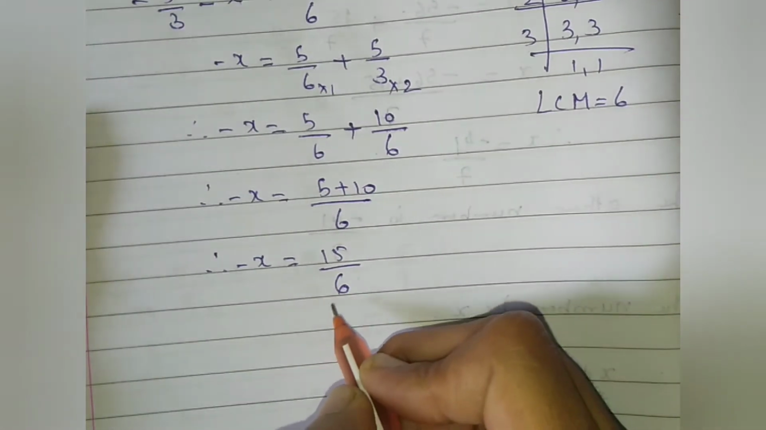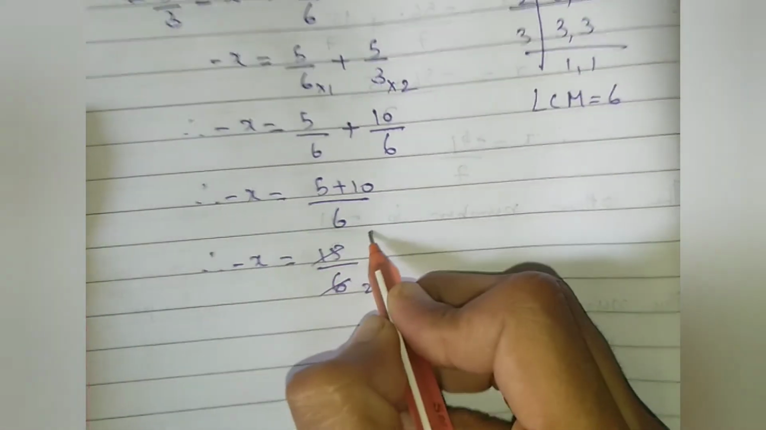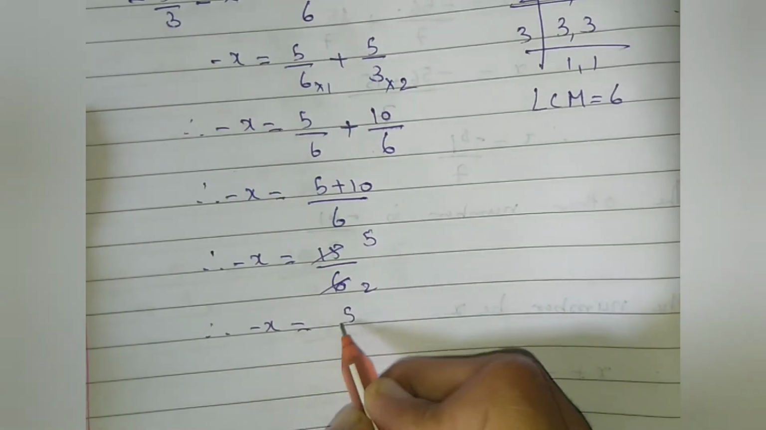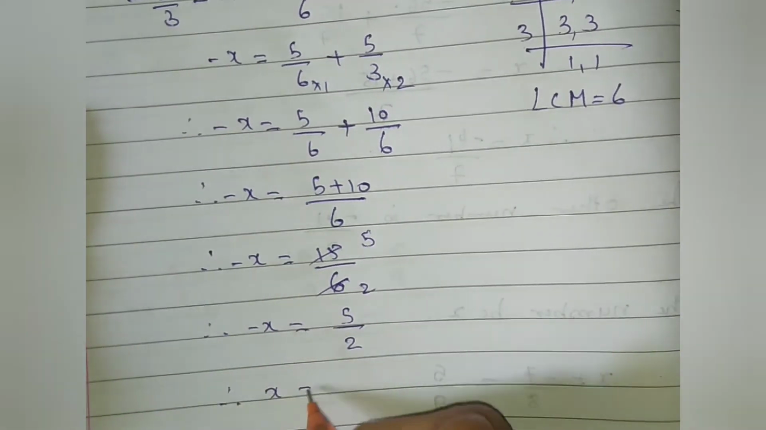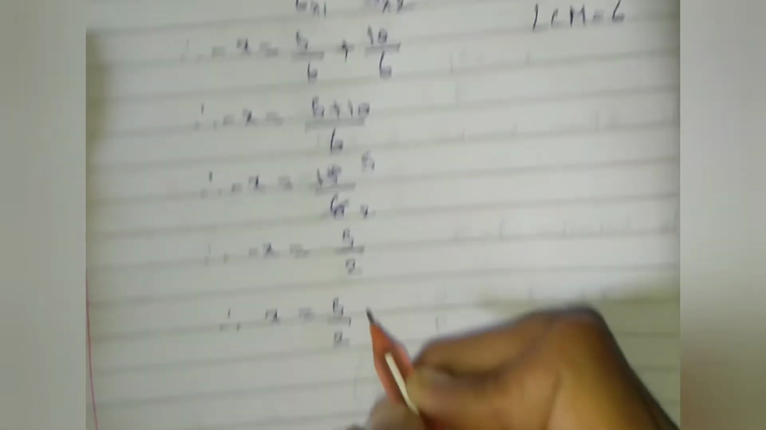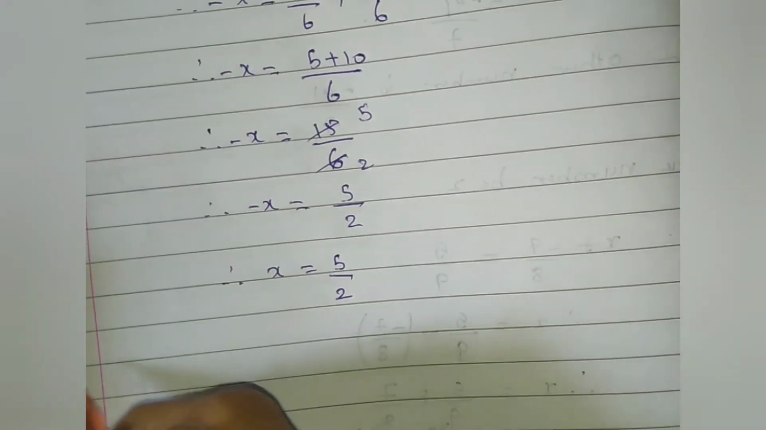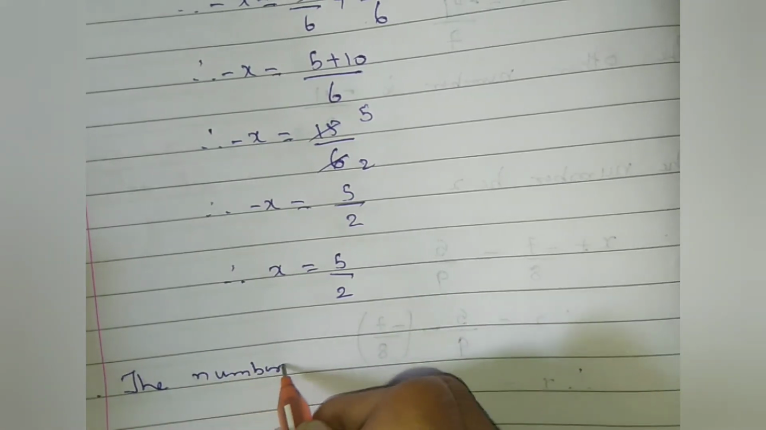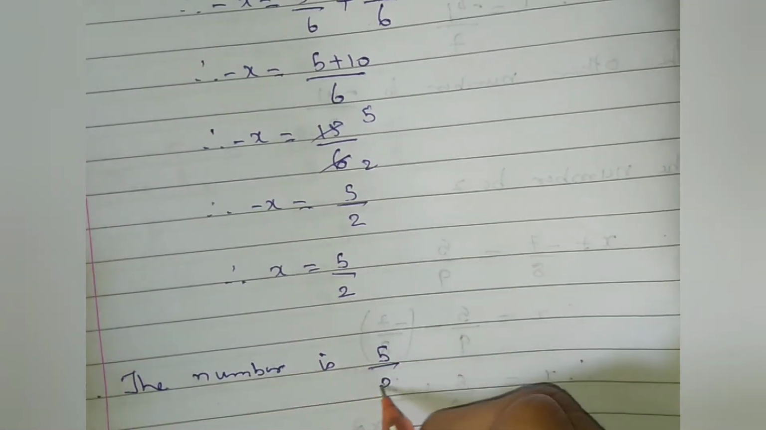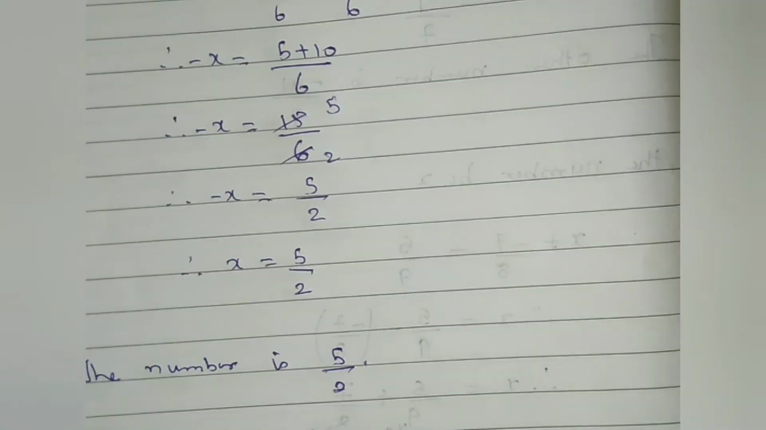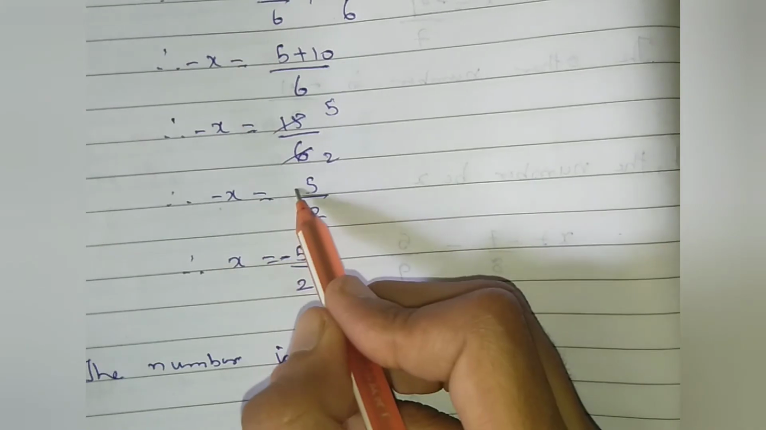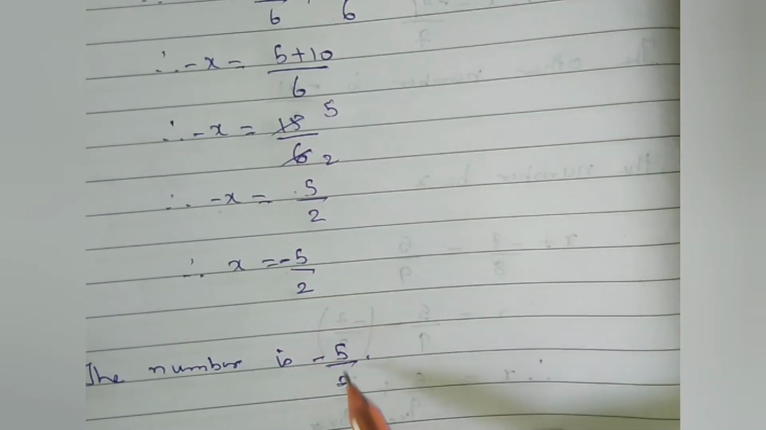We can cancel it by 3. 3 2s are 6, 3 5s are 15. Therefore minus x equal to 5 upon 2. Therefore x equal to minus 5 upon 2. What is our last statement? Therefore the number is minus 5 upon 2. Because here it is minus, it will go over here. So the answer is minus 5 upon 2.